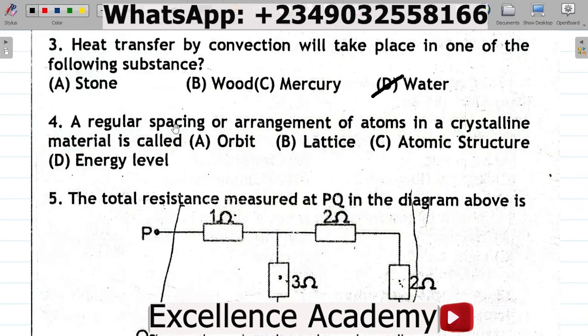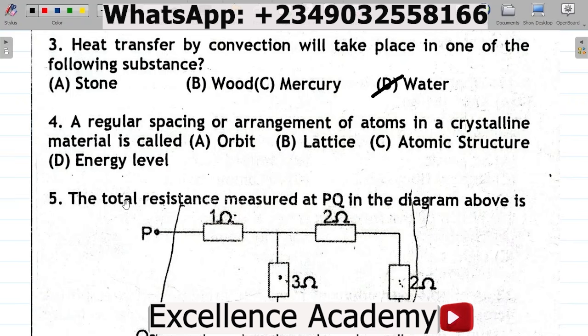Question 4. A regular spacing or arrangement of atoms in a crystalline material is called A, orbit; B, lattice; C, atomic structure; D, energy level. Now, when we talk about a crystal, because they mentioned a crystalline material, you want to note that a crystal is simply a piece of solid material in which the atoms or the molecules or the ions are arranged in a highly regular repeating pattern or lattice.